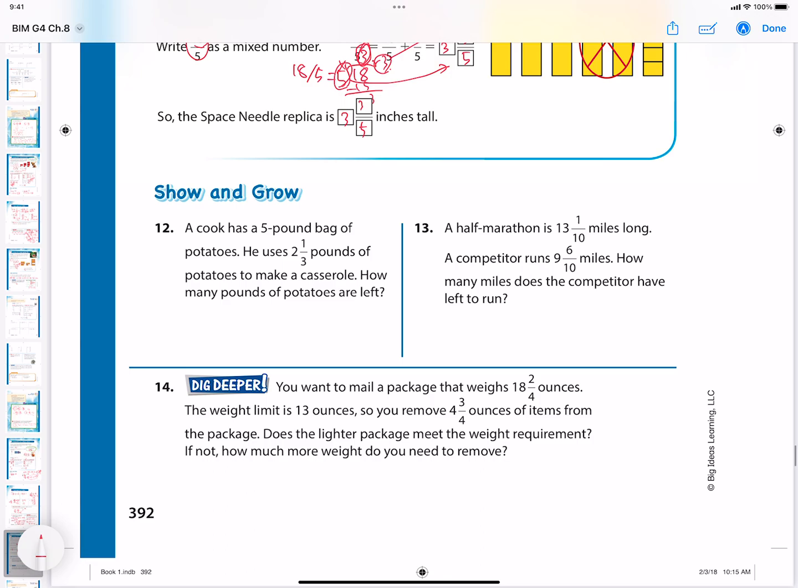Alright, now number 12, same question. A cook has a 5-pound bag of potatoes. He uses 2 1/3 pounds of potatoes to make a casserole. How many pounds of potatoes are left? So you have 5 pounds, and he used 2 1/3 pounds only. What is left behind? That's the question.